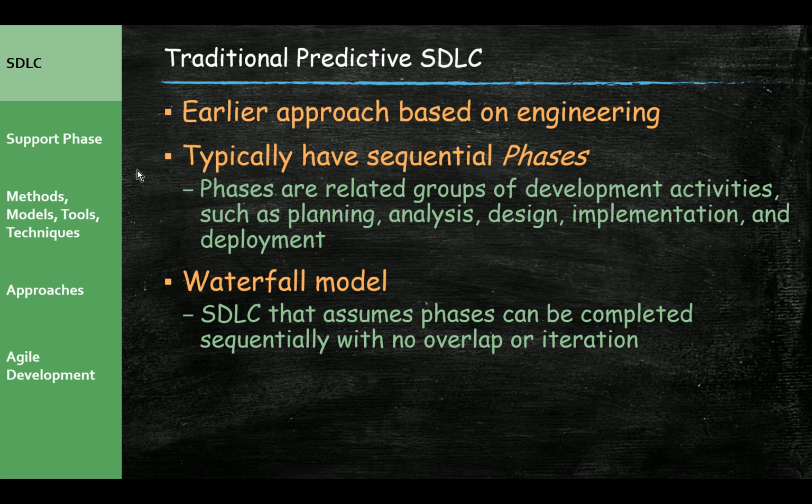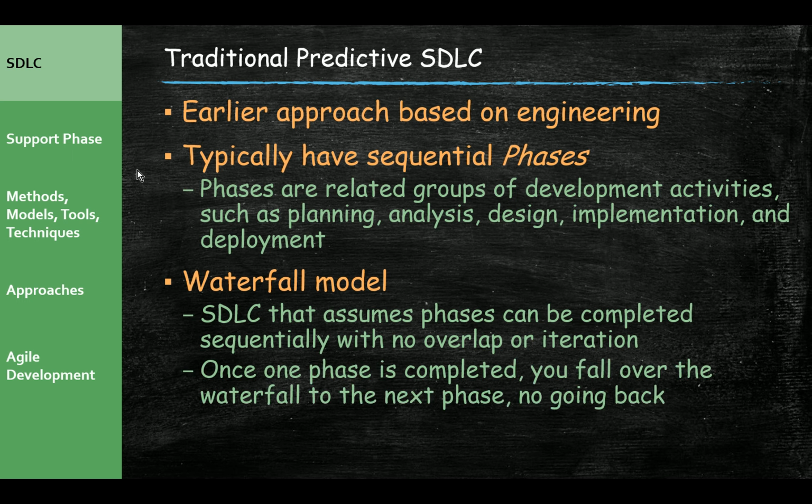And you also can't do two things at once. You can't be doing planning and start your analysis while you're still doing some planning, or be doing your analysis while you've started to do some design work. So in that sense, it's not very flexible. You have to get to that milestone of planning being completed, and then you transition into analysis. So once one phase is completed, you fall over the waterfall to the next phase, and there's no going back.